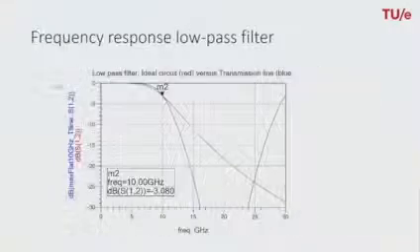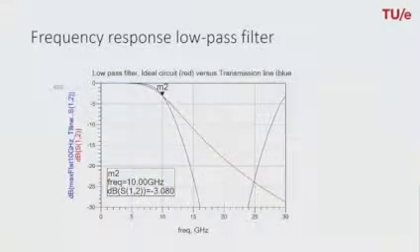The frequency response of this low-pass filter is shown in this picture. The red curve represents the performance of the original lumped element filter, and the blue curve is the transmission line version. We clearly see at 10 gigahertz, as expected, a minus 3 dB roll-off, and we clearly see a low-pass behavior. We also observe at higher frequencies that the transmission line version behaves differently.